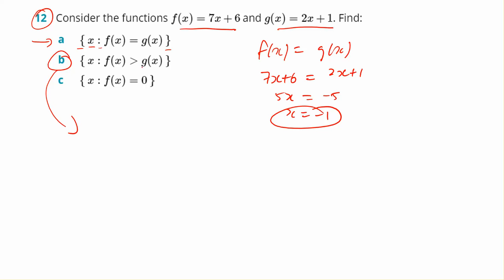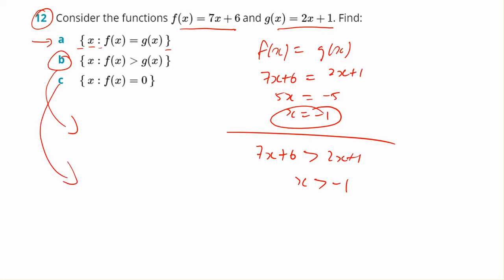Part B is very similar. We want f of x greater than g of x, so we want 7x plus 6 greater than 2x plus 1. Using the answer previously, you should get x is greater than negative 1, because we haven't multiplied or divided by a negative number.